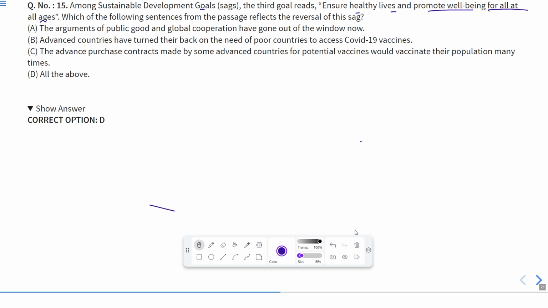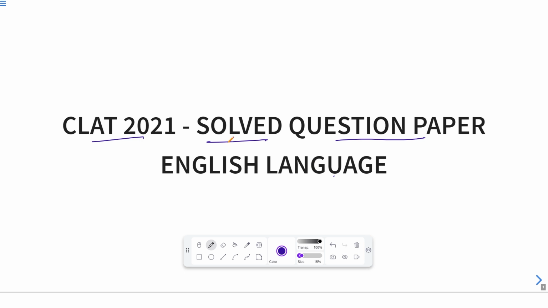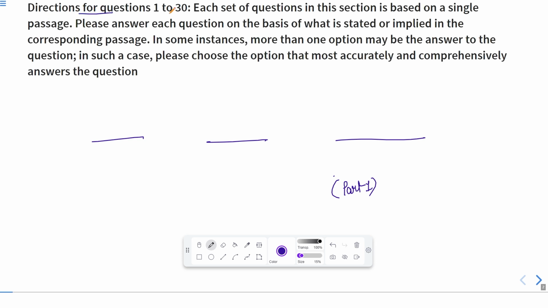Now, I hope you have understood all these questions. This is up to question number 15. So, till now, we have already done part number 1 of the 2021 examination. Now, in the other part, we'll be doing more questions based on this CLAT 2021. If you see this one, this is the CLAT 2021 solved question paper. Till now we have done part 1, and as you know well, this contains directions for 1 to 30. It means up to now we have done 15 questions in part 1, and in part 2 we'll be doing 15 more questions, and those will begin from the 16th question, or you can say the fourth passage.